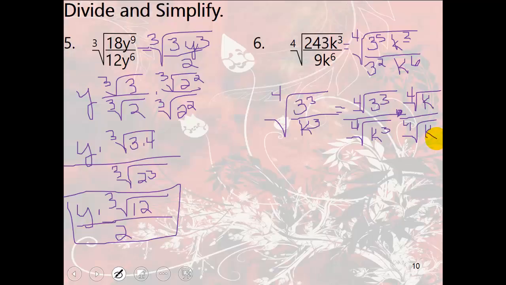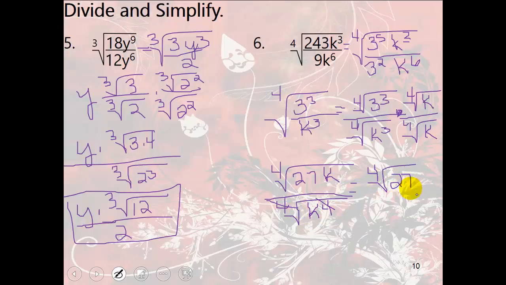So my numerator becomes, now these are the same index, so now I can multiply them together, and I get the fourth root of 27k over the fourth root of k to the 4th. Well, these undo each other, so I get the fourth root of 27k over k. It's 4 divided by 4, so it's an even. I get an odd, so look there, I'm going to put in absolute value bars.